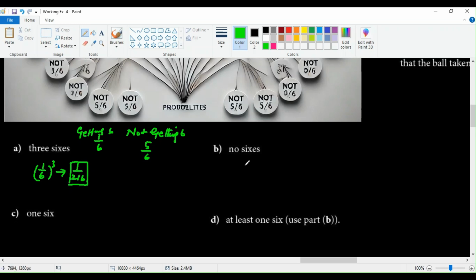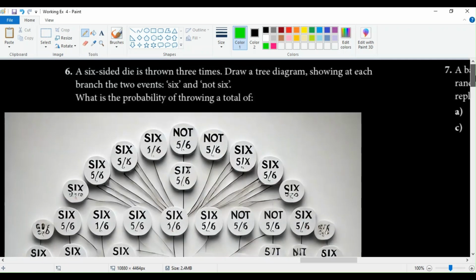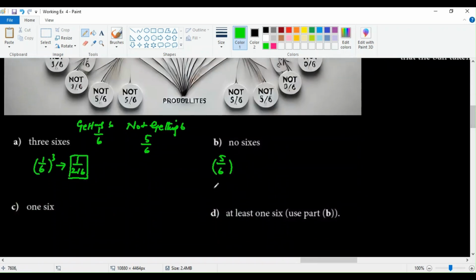When it comes to no sixes, it's going to be 5 over 6, and because you are throwing it 3 times, the final answer is going to be 125 over 216. This is the answer for part B.